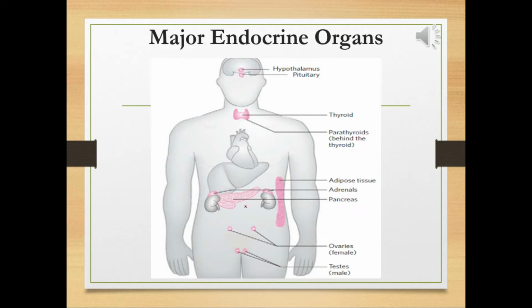The pancreas plays a role in digestion as well as hormone production. Hormones produced by the pancreas include insulin and glucagon. These two are the main hormones secreted by the pancreas as a gland, which regulate levels of blood sugar. The next comes ovaries in female and testes in male.